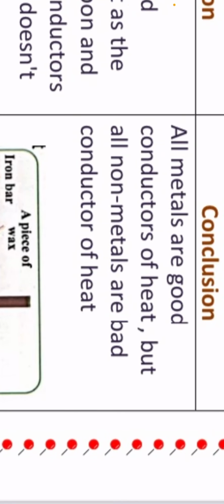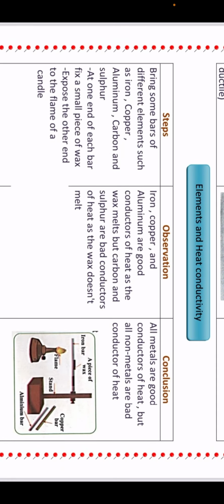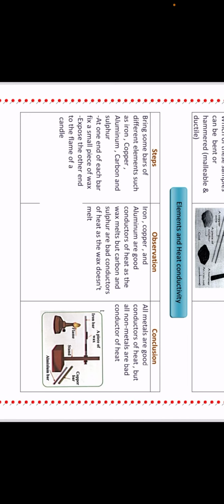All metals are good conductors of heat, but all non-metals are bad conductors of heat. Again, all metals good conductors of heat, all non-metals bad conductors of heat. Okay?